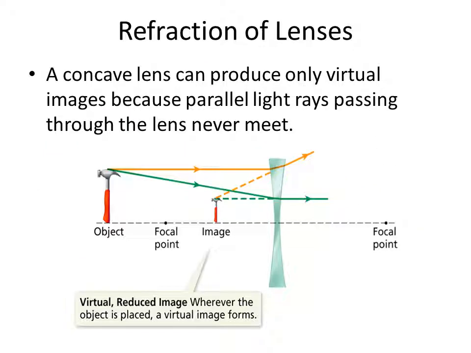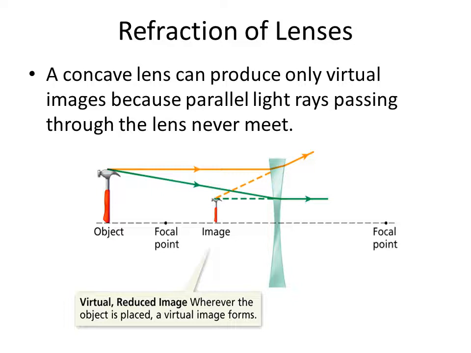Okay students, now let's have a look at the refraction of a concave lens. A concave lens can produce only virtual images because parallel light rays passing through the lens never meet.